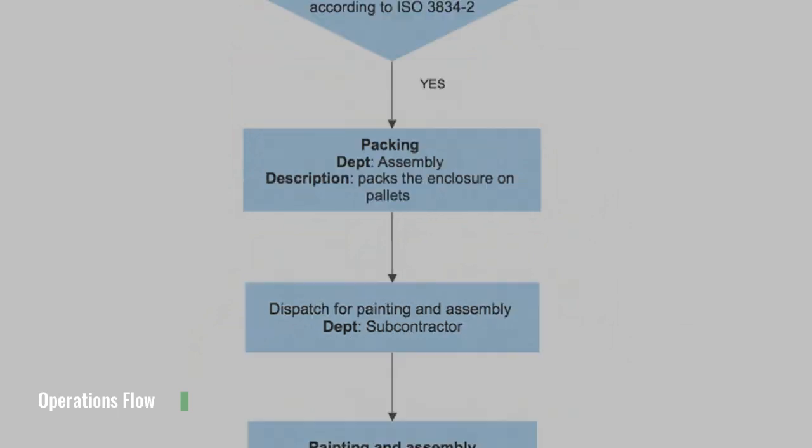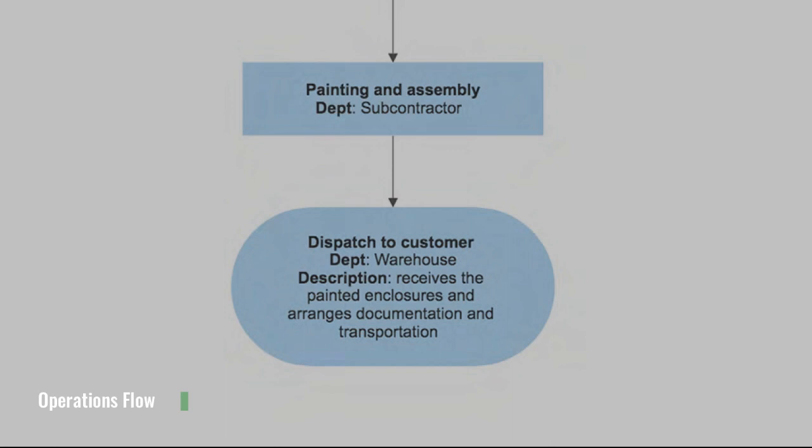However, if it passes the check, then the assembly department packs the enclosure in pallets. Then the subcontractor dispatches for painting and assembly. Once the painting and the assembly is done, the warehouse department dispatches the painted enclosures to the customer.